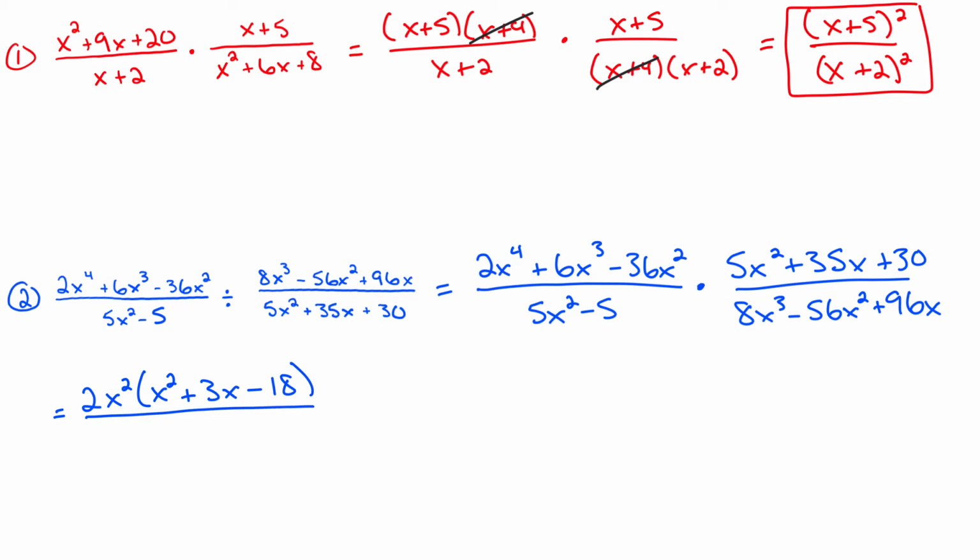I can pull a 5 out. That'll become 5 times the quantity of x squared minus 1, times 5x squared plus 35x plus 30. I can pull a 5 out of that.